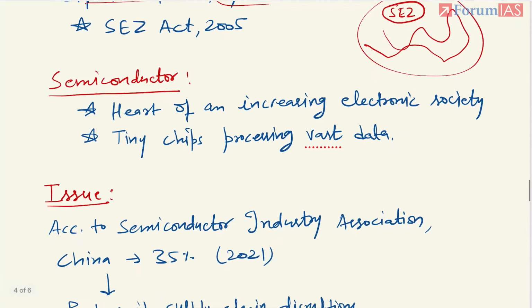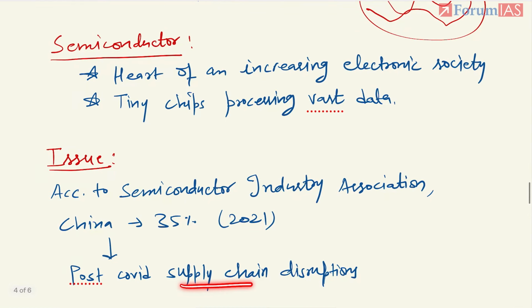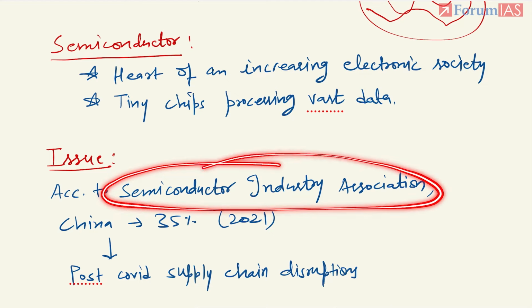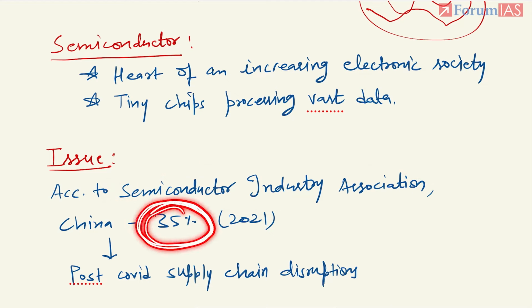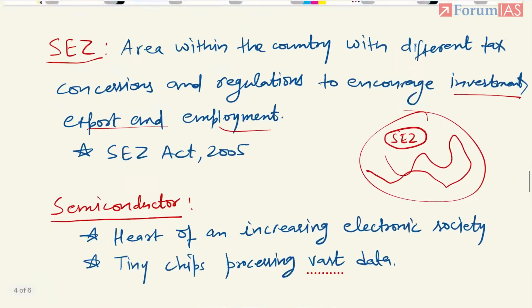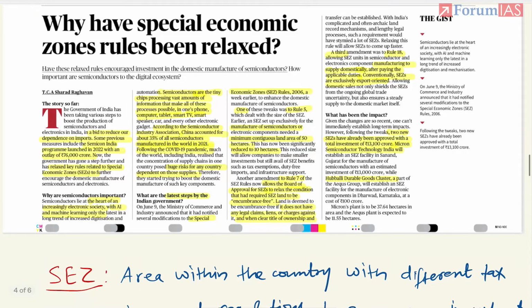during the COVID, when supply chain disruptions happened. And it was realized that as per the Semiconductor Industry Association, 35% of the chips were manufactured in China. So for any country, it is not strategically and also economically advantageous to be this dependent on a country for the chips, which make the backbone of any economy today. So the government had earlier also launched a mission, the Semicon India mission, in 2022 with an investment of 76,000 crore rupees.